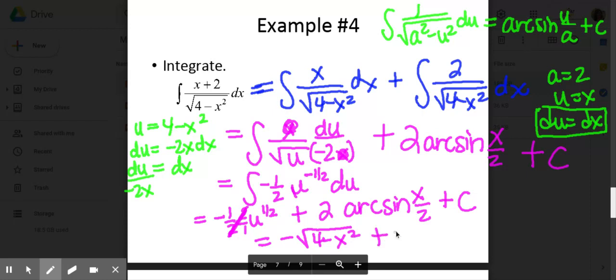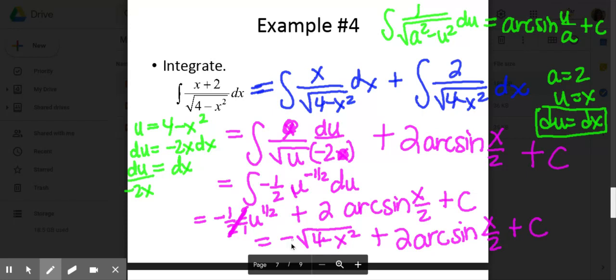Plus 2 arc sine x over 2 plus c. So there's my final answer.